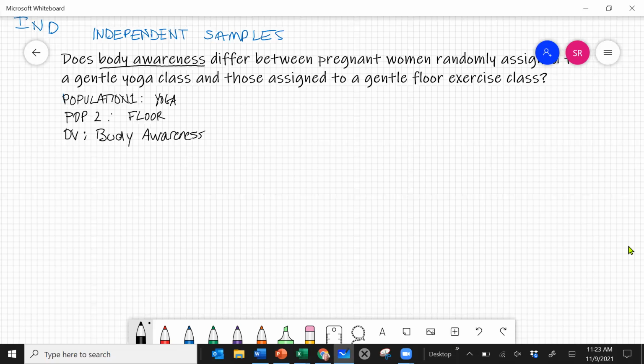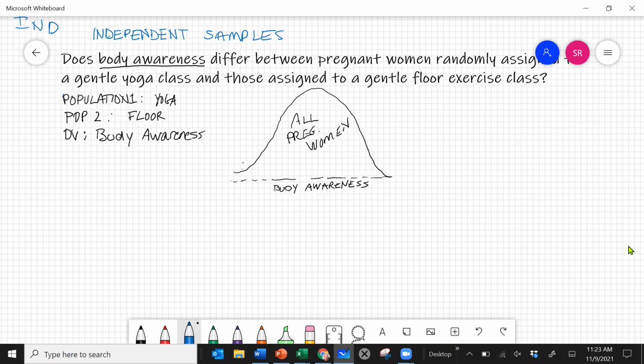And so let's imagine that our big population, our overall population from which we're drawing individuals, is a population of all pregnant women. And this distribution refers to that every single one of those pregnant women has some sort of body awareness, either high or low. And if we took a body awareness measure from every pregnant woman in the world, we would get a distribution that looks like this. So this is our hypothetical distribution. And from this distribution, we're going to draw a certain number of participants. In this example that I'm going to use with you today, we're going to draw 10 participants. So a big bubble of 10 participants.